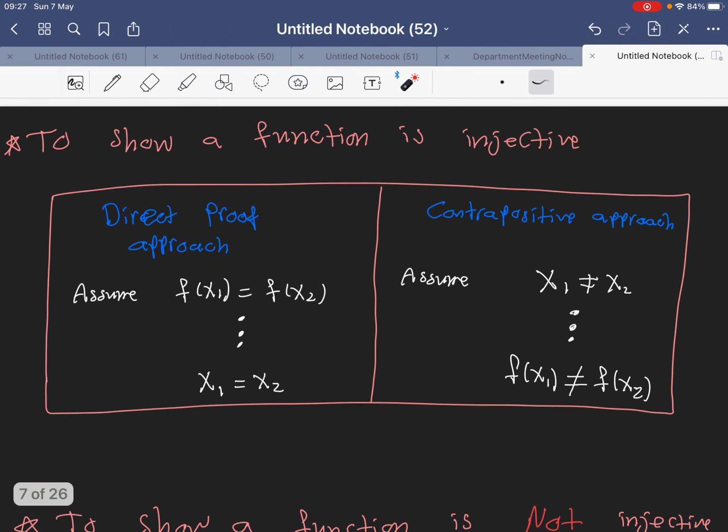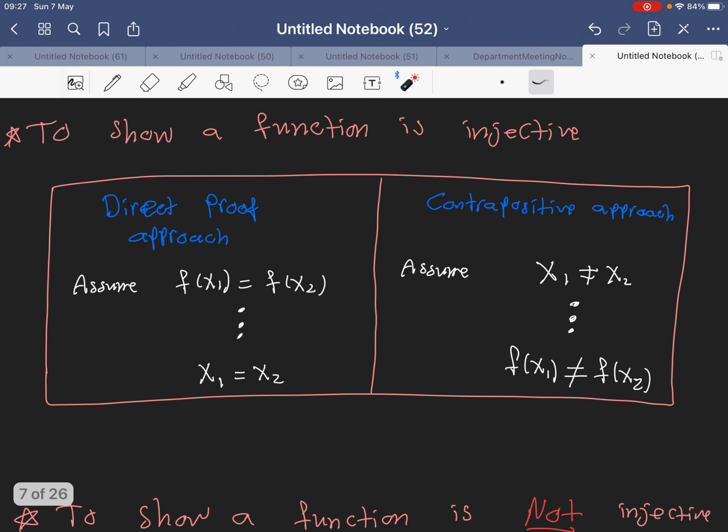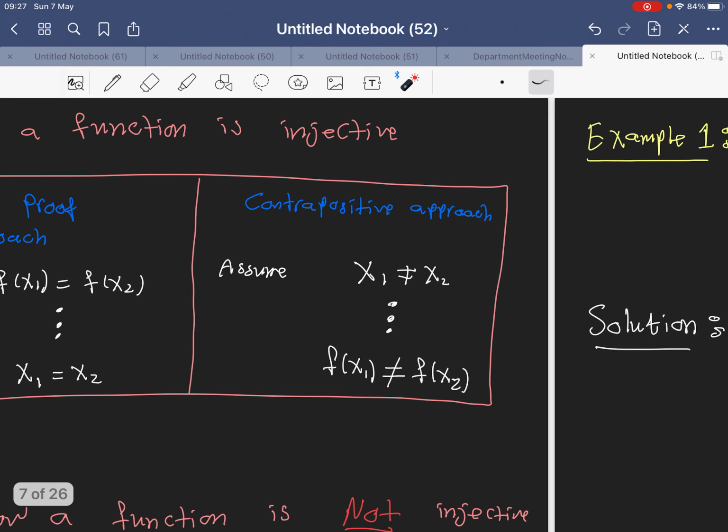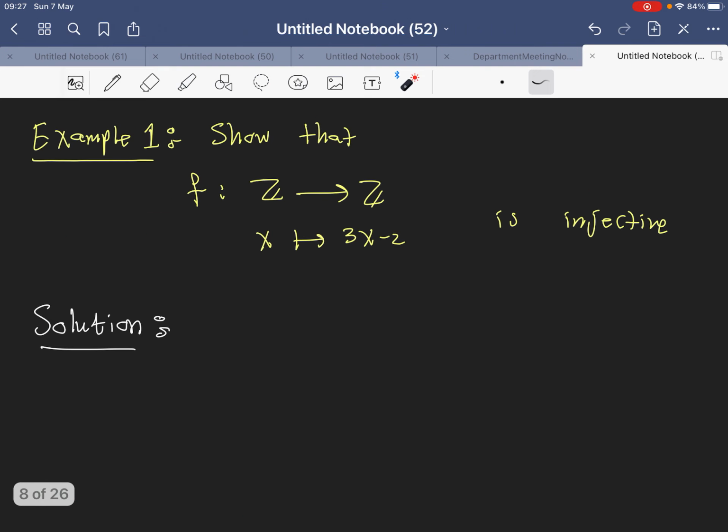And we shall see it now in the next couple of exercises. We will practice how we prove that a function is injective. So I will go to example 1.